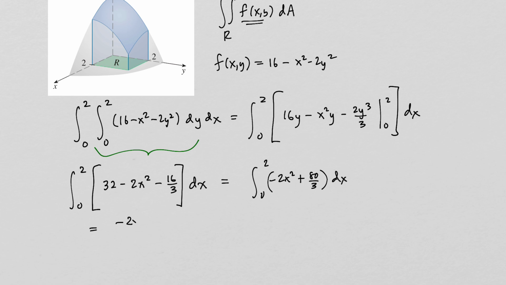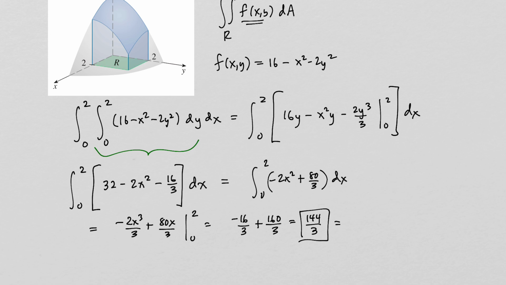Integrating, we have negative 2x to the third over 3 plus 80x over 3 from 0 to 2. Plugging in 2, we get negative 16 over 3 plus 160 over 3. And when you plug in 0, you get 0. And so we end up with 144 over 3. And actually, I think that could be simplified. Yeah, so 3 goes into 144 48 times, so 48.